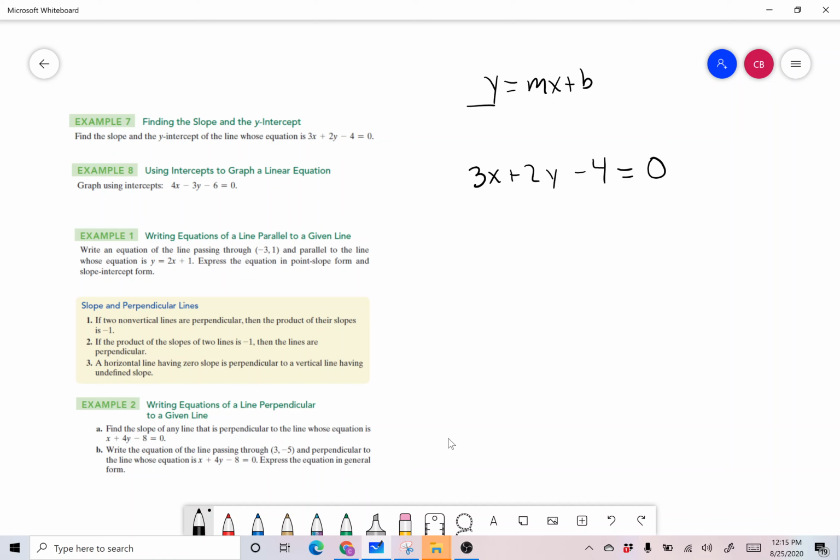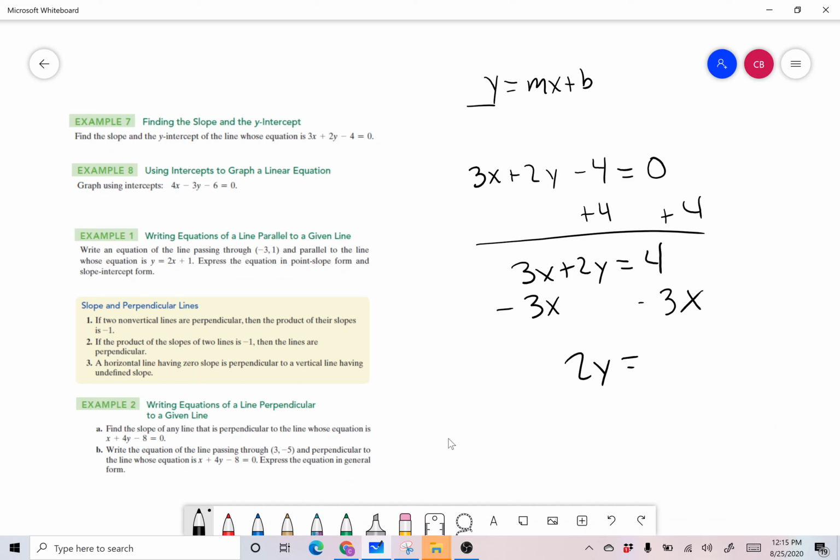So let's do that. We add 4. 3x + 2 is equal to 4. We subtract 3x. 2y is equal to -3x + 4, and then we divide by 2. y is equal to -3/2 x + 2. Okay, so with that being said, we have the slope, m is equal to -3/2, and the y-intercept is (0, 2).